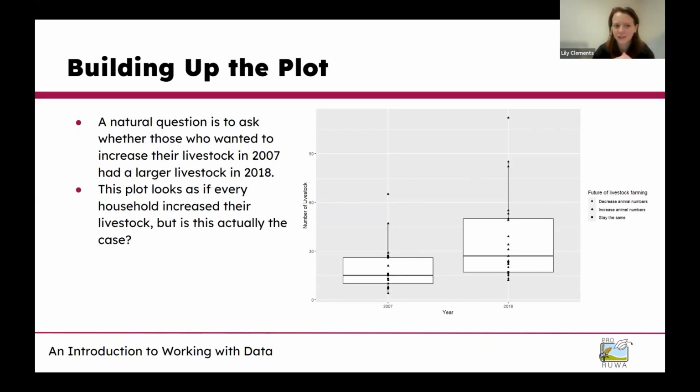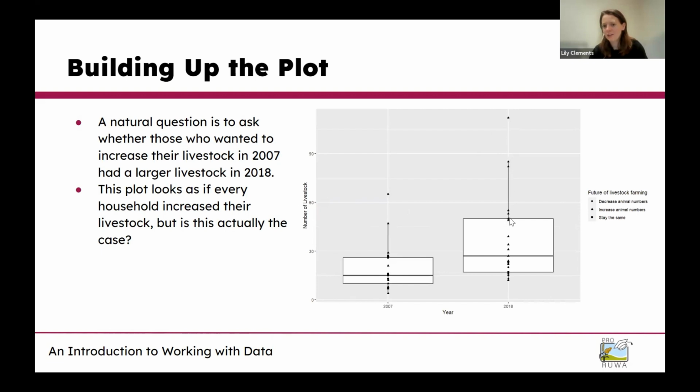So a natural question to ask is whether those who wanted to increase their livestock in 2007 had larger livestock numbers in 2018. In other words, those people that have a triangle in 2007, are they the people who then have a higher value in 2018? I.e., is this triangle, this household here, which in 2007 had about 25 livestock and said they wanted to increase, did they increase? Are they the person up here at over 100?